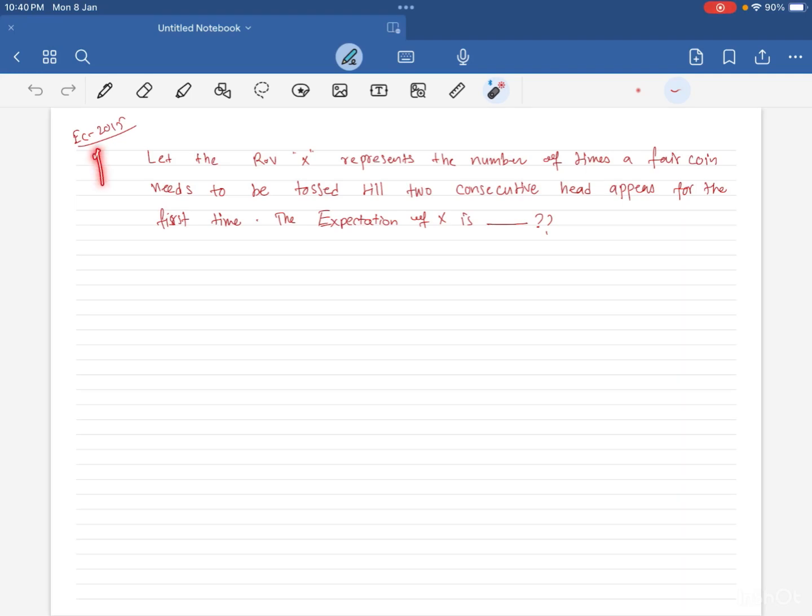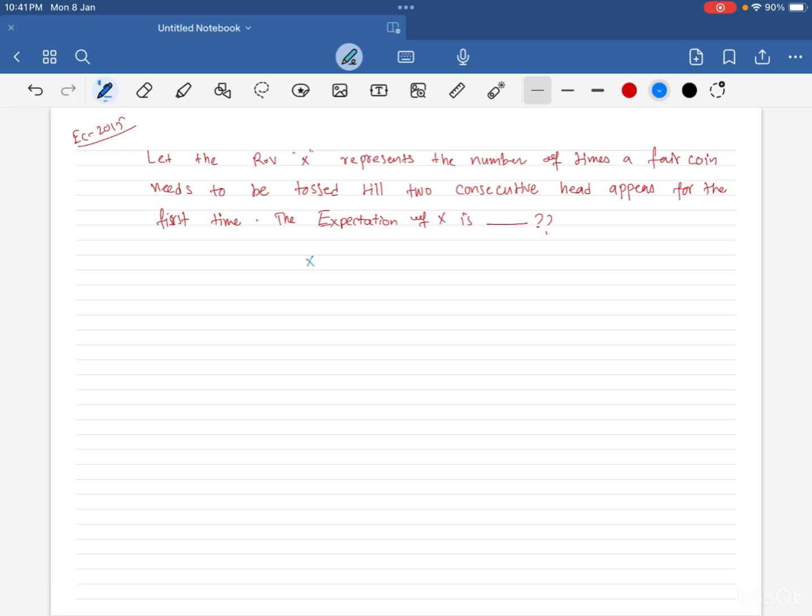Okay, so this question is from EC 2015. Let the random variable X represent the number of times a fair coin needs to be tossed till two consecutive heads appear for the first time. The expectation of X is. First of all, you should know what values this random variable X is taking, right?